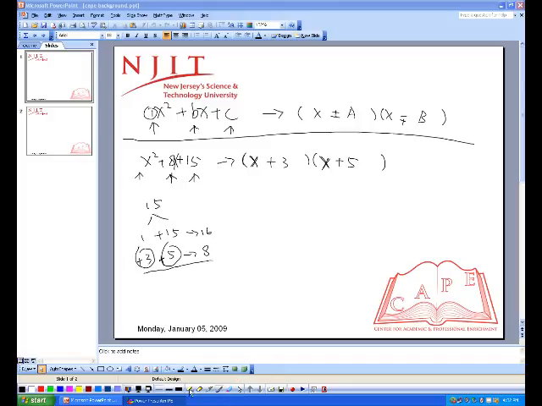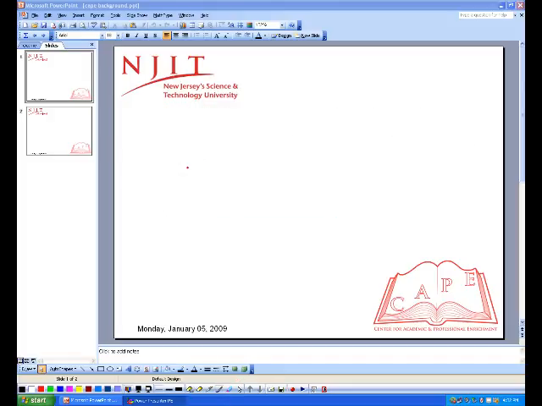Let's try another example. x squared minus 6x minus 16. Now remember we have minus 16 here, and we want to find a factor pair that gives us exactly minus 16. Let's try 1 and negative 16. 1 times negative 16 gives you negative 16. That's a good factor pair. But does 1 minus 16 give you minus 6? Not really. So this pair doesn't work.